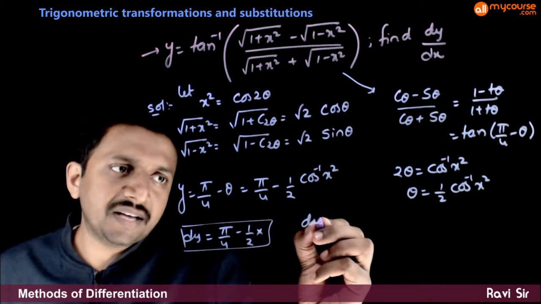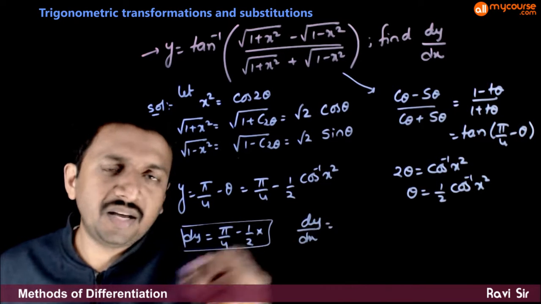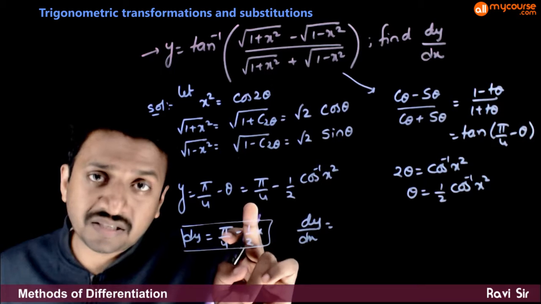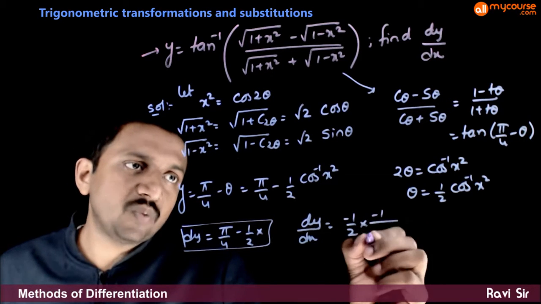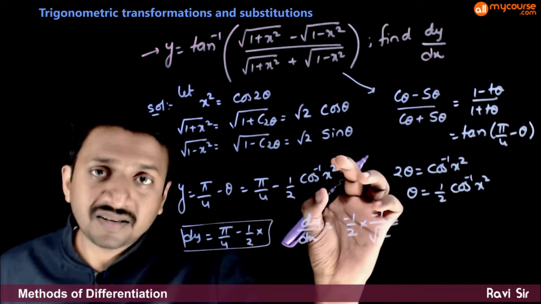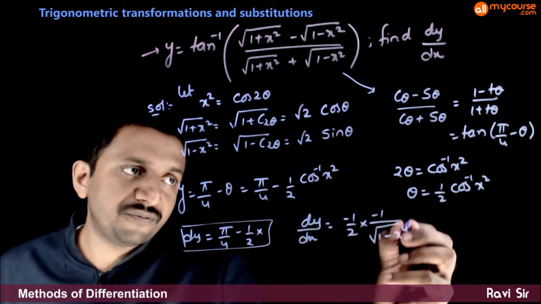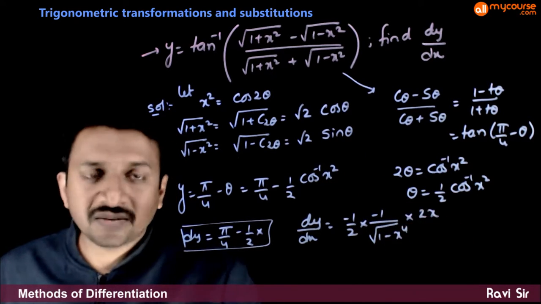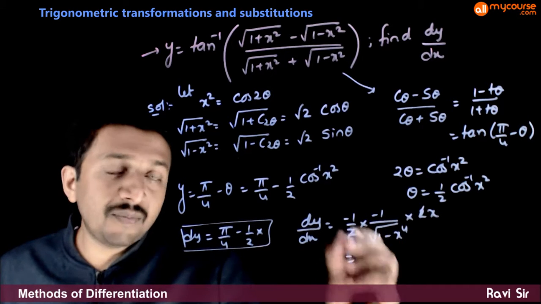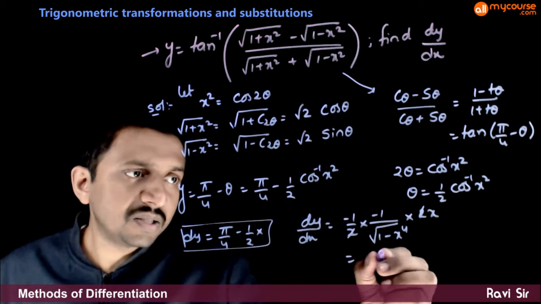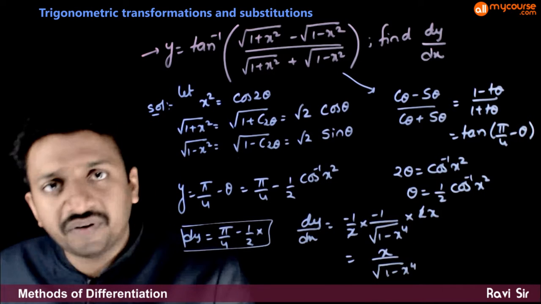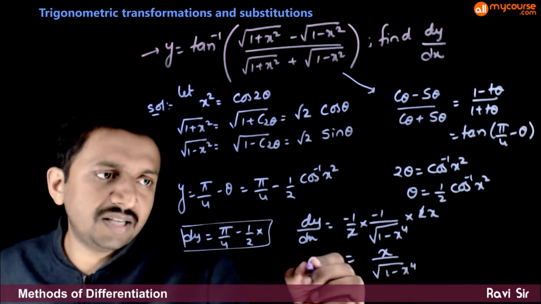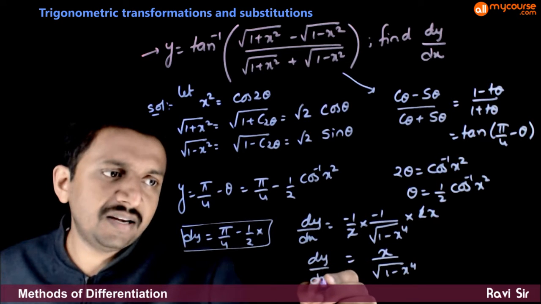So dy by dx is equal to pi by 4's differentiation is 0 minus half times minus 1 by root of 1 minus something square, that is x power 4, times 2x. So this 2 and 2 gets cancelled, minus and minus becomes plus. So you have x by root of 1 minus x to the power 4. So this is dy by dx.